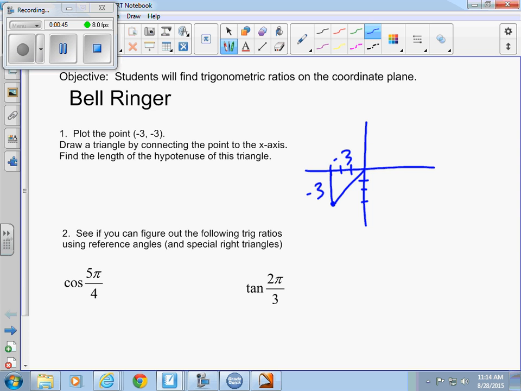3 square root of 2, does everyone agree? How did I do that so quickly? 45, 45, 90. If I have an isosceles right triangle, I know that that's 45, 45, 90. So I know 1, 1, square root of 2.